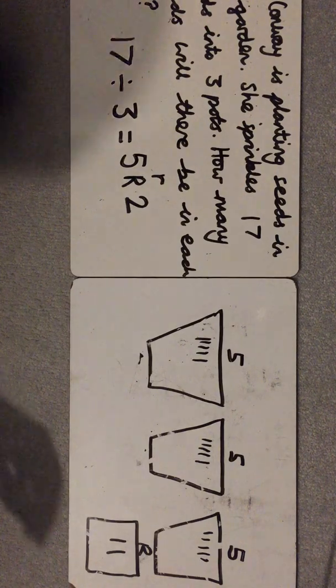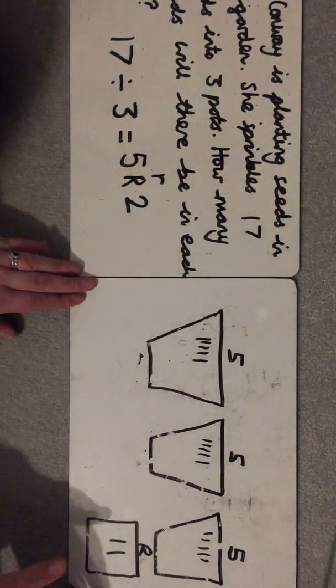So if you don't have objects to use, that's okay. Use a drawing. Okay, we're going to do one final one together. And then I'm going to show you your special activity you're going to do. It's not on a sheet. All you need to have is objects. But I will get round to that.